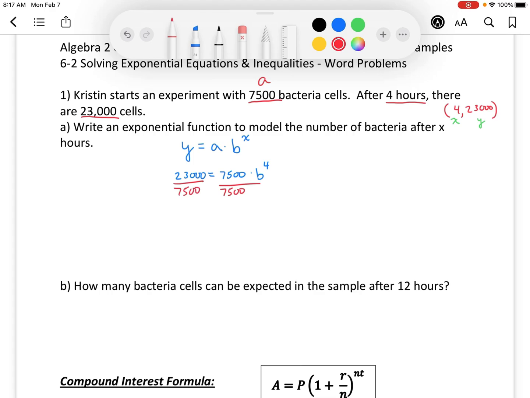Typing it into my calculator, I get about 3.06 repeating. Now, after those cancel, we have b raised to the 4th power. To cancel out the 4th power, we do the 4th root. So the 4th root of 3.06 repeating. Let me go and type that into my calculator as well.